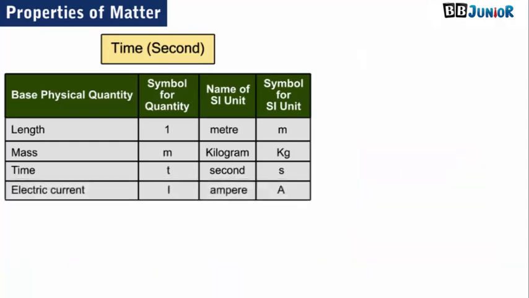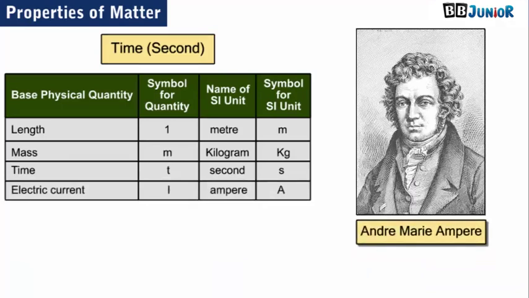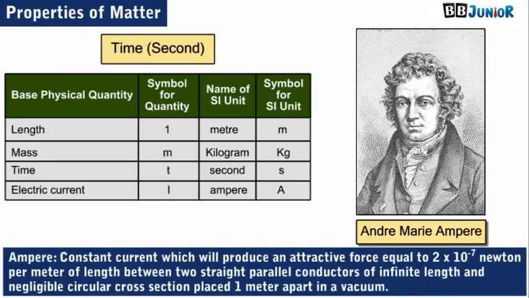The SI base unit of electric current is ampere. It is named after André-Marie Ampère, the physicist who discovered electromagnetism. It is defined as the constant current which will produce an attractive force of 2 × 10 raised to -7 Newton per meter of length between two straight parallel conductors of infinite length and negligible circular cross-section placed 1 meter apart in a vacuum.